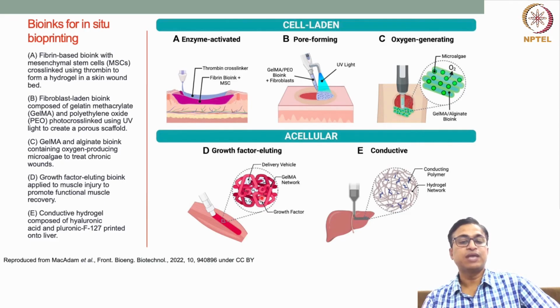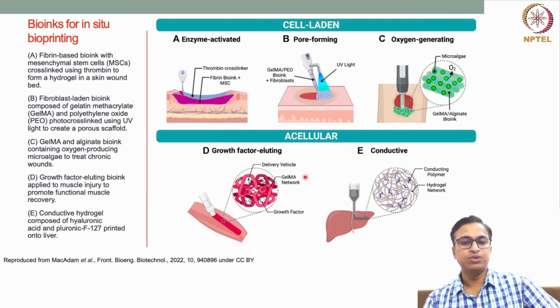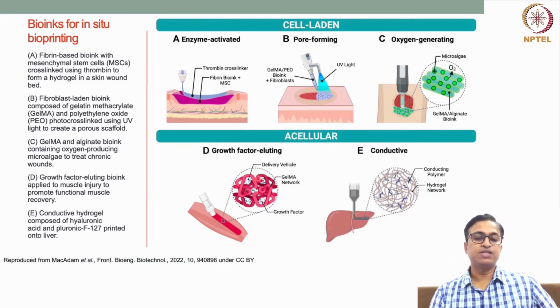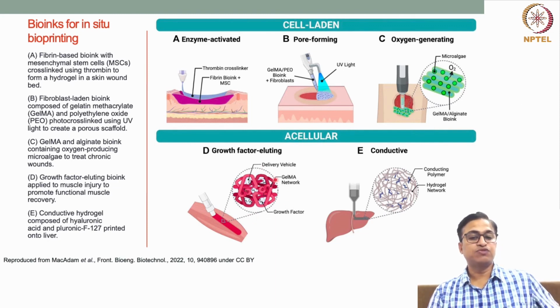incorporated within this bioink, and then it can be cross-linked further by employing different types of mechanisms. Like in this case they have used Gelma, so it can be cross-linked by photo light, right? So this can be put into that particular defect area, and by switching on the light, this can be solidified and used as a template for this growth factor delivery. So this growth factor eluting bioink can be very well used for different tissue regeneration.